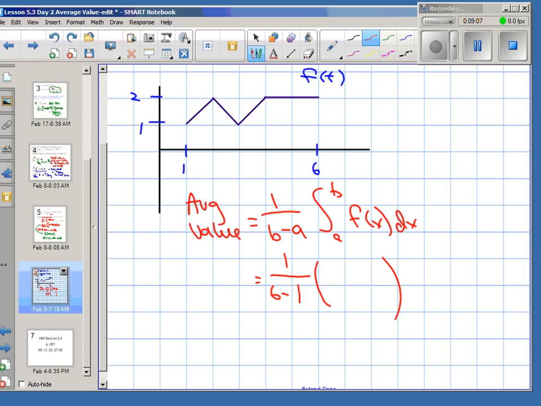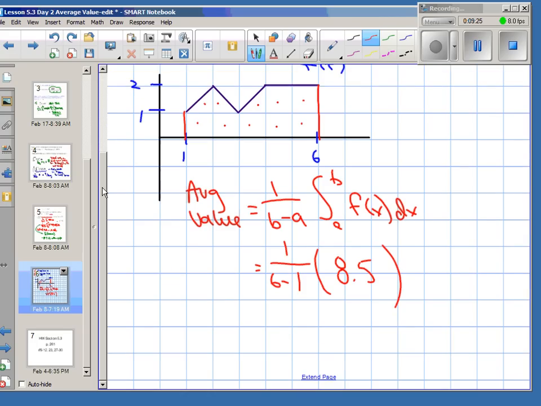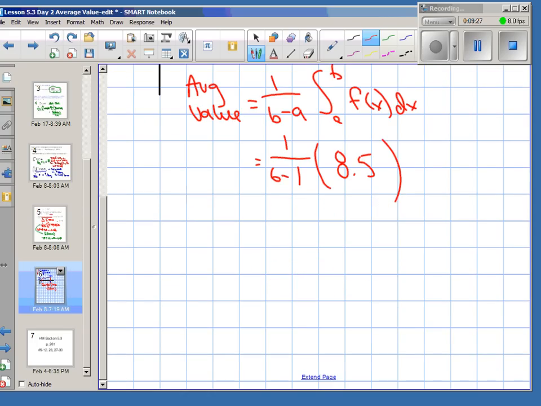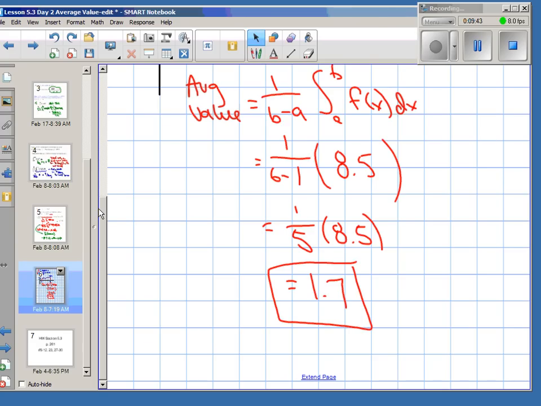Now, the value of that integral is the area underneath the curve. So we need to add up the area of this function here. We've got 1, 2, 3, 4, 5, 6, 7. These two add up to be 8 and 8.5. So the area under the curve for that function is 8.5. So we end up with 1/5 times 8.5, which gives us for a final answer 1.7. So that is the average value of that curve from 1 to 6.